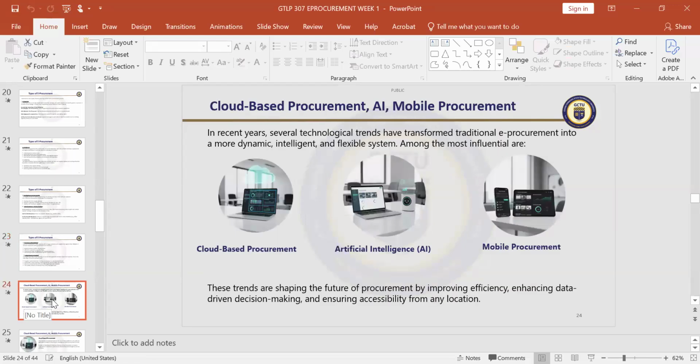So our next topic is cloud-based procurement, AI and mobile procurement. Before we move on to it, when we say cloud, what do we mean by cloud? Can someone tell me in our own language, literally, what cloud means?